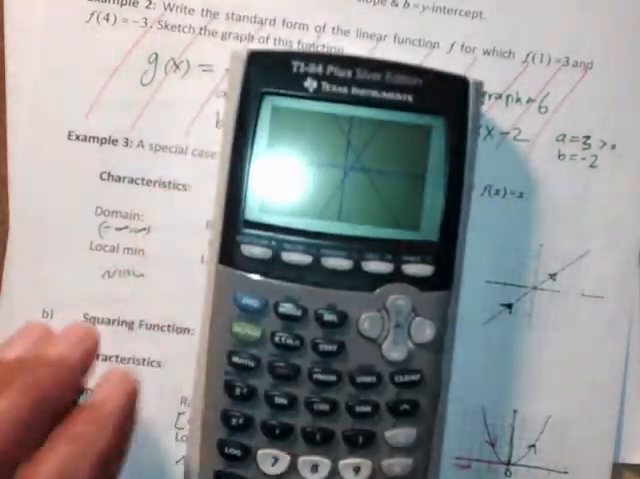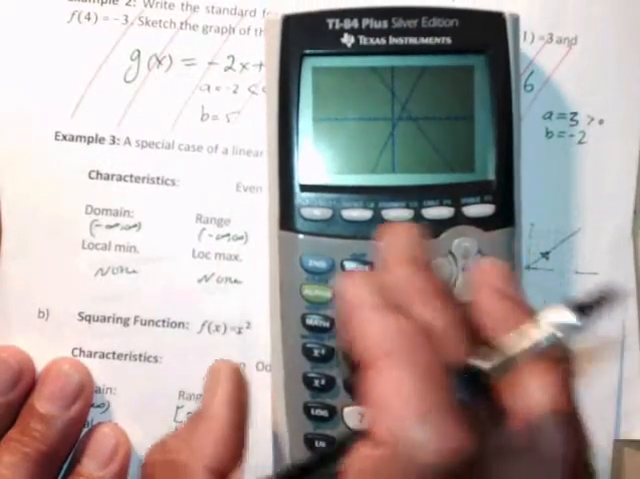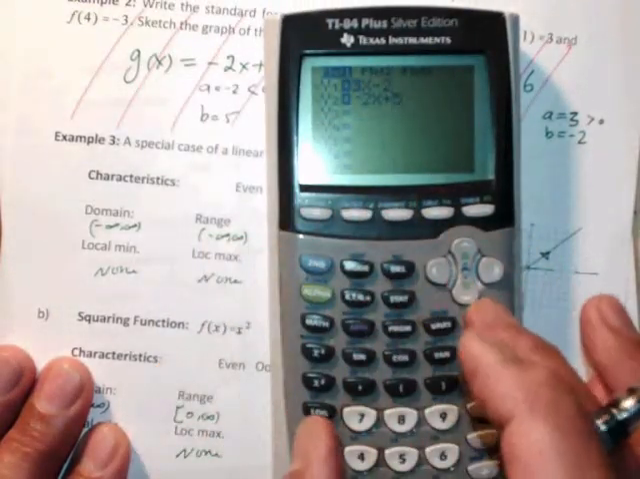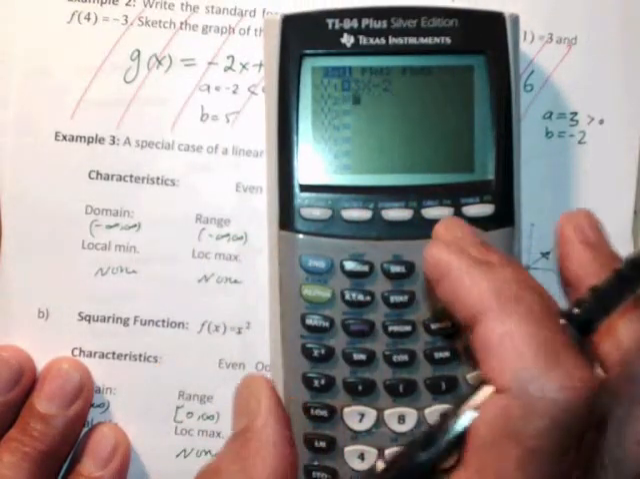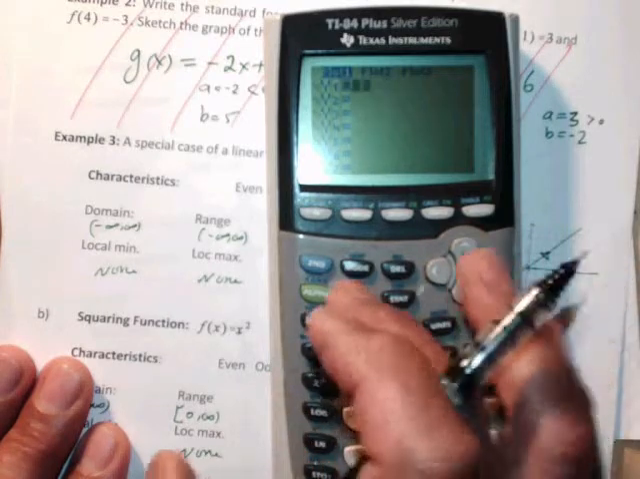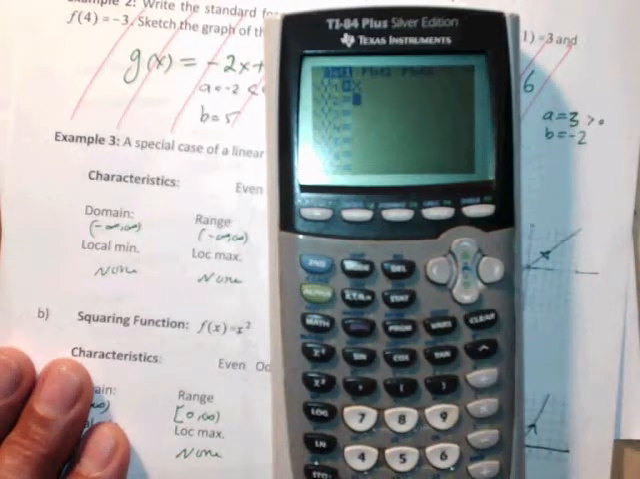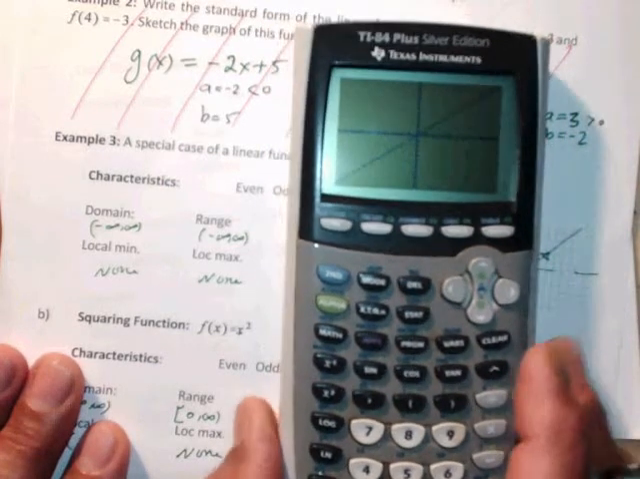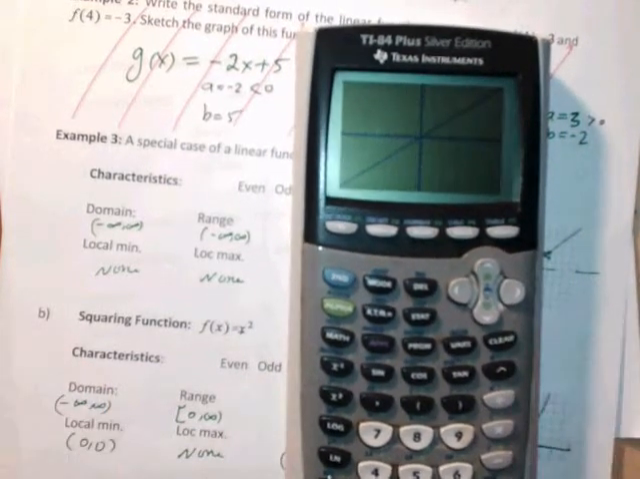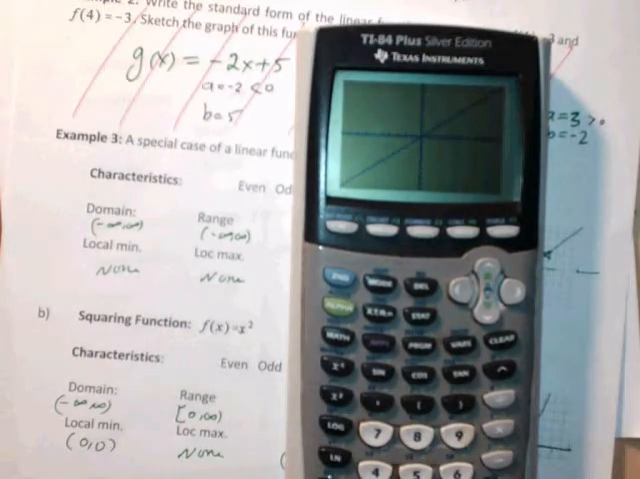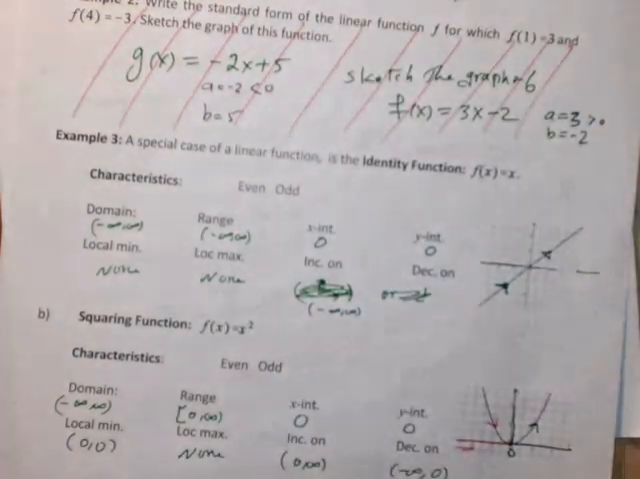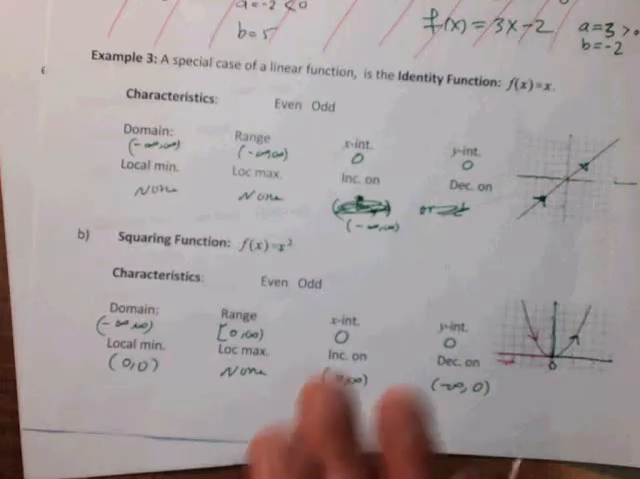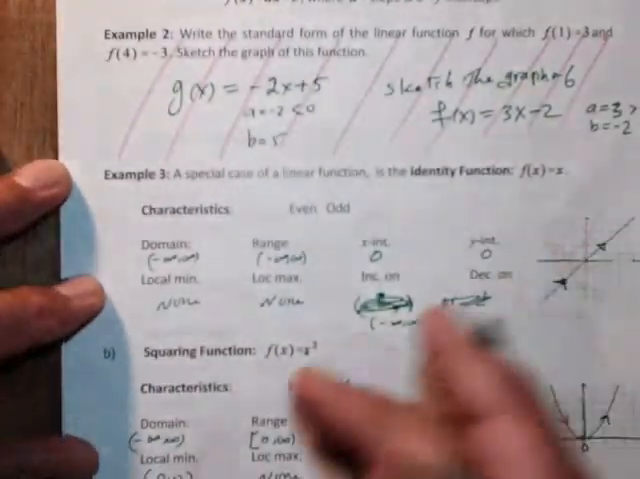So if you graph that on your graphing calculator, just put x there, you see, you get a graph of the identity function. The next one is called... well, of course, let's look at certain properties of this identity function.